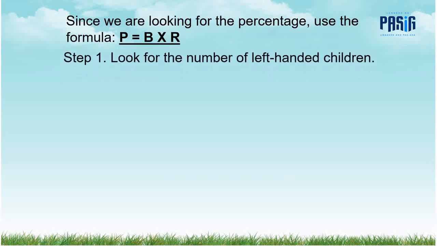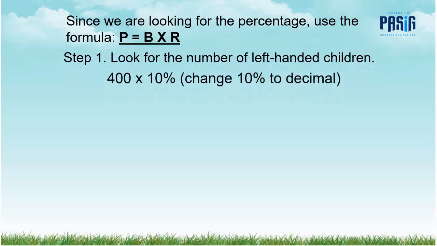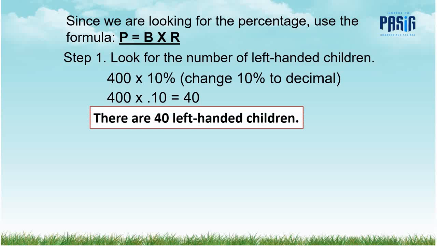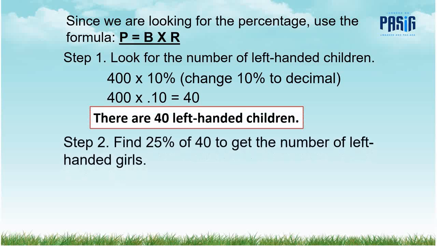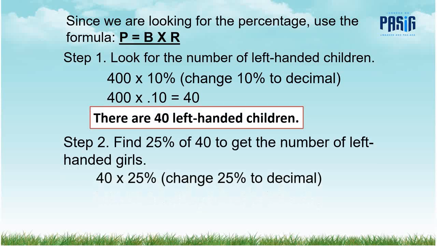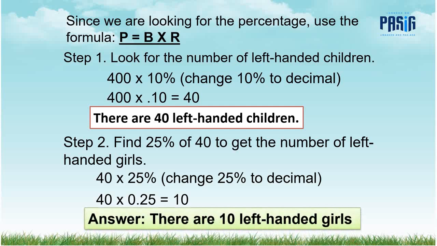Step 1. Look for the number of left-handed children. 400 times 10%. Change 10% to decimal. 400 times 0.10 equals 40. There are 40 left-handed children. Step 2. Find 25% of 40 to get the number of left-handed girls. 40 times 25%. Change 25% to decimal. 40 times 25 hundredths is equal to 10. The answer is, there are 10 left-handed girls.